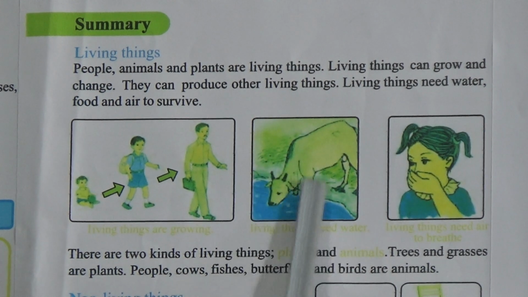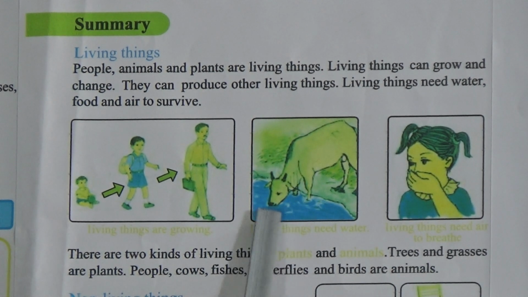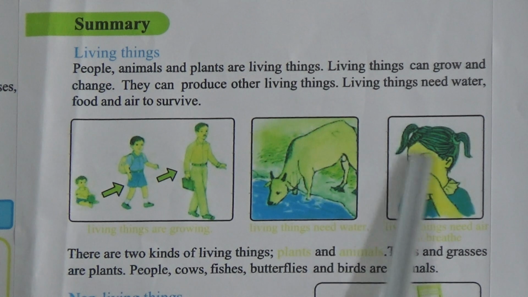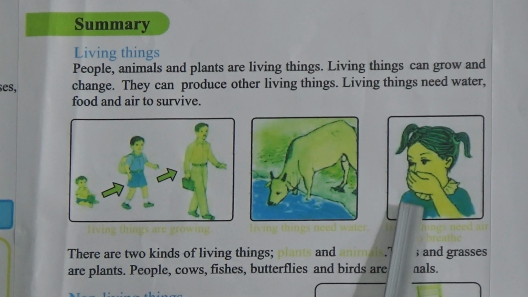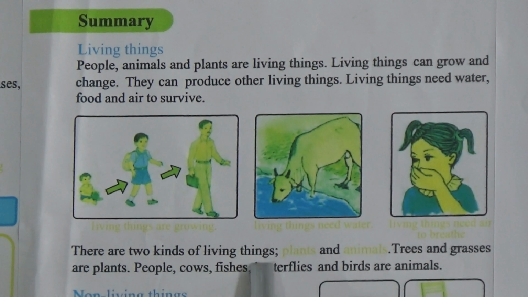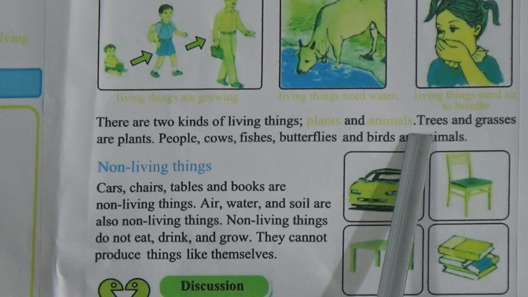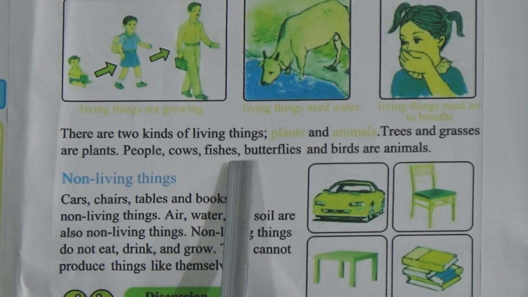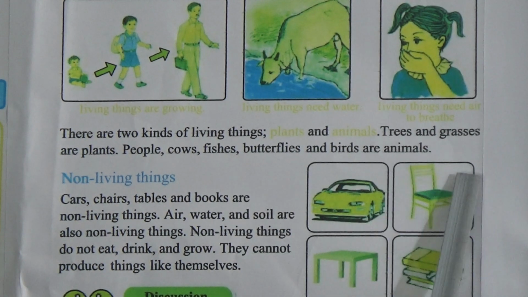Look, the cow is drinking water, and it is shown by the figure that the girl is taking air. That means when we are breathing in and out, we are taking in the oxygen from the air and giving out carbon dioxide. And there are two kinds of living things, plants and animals. Trees and grasses are plants. People, cows, fishes, butterflies and birds are animals.